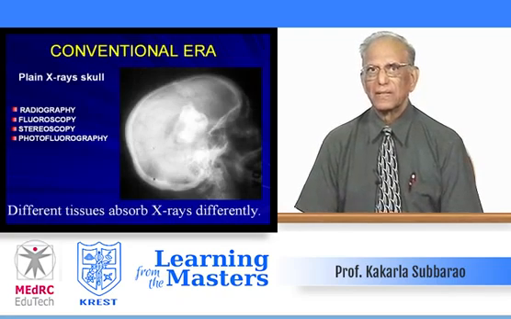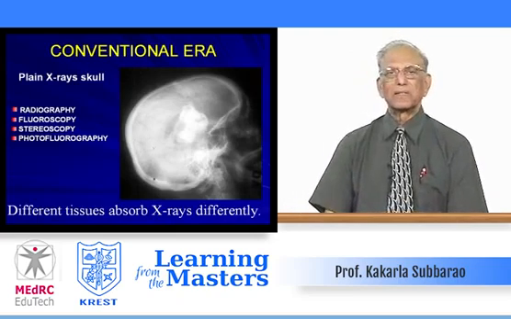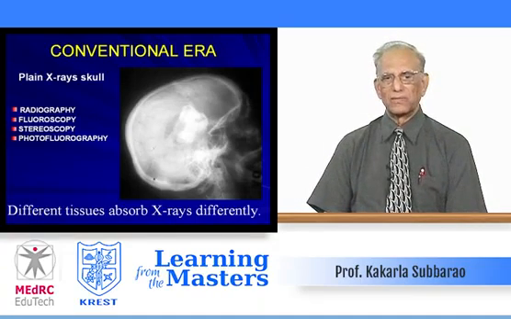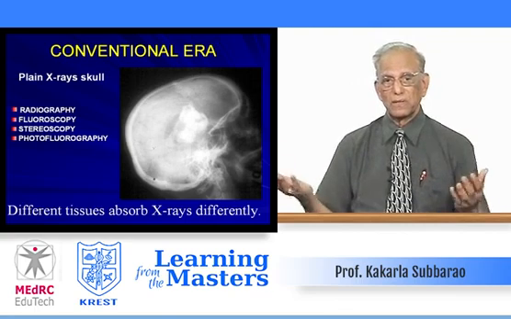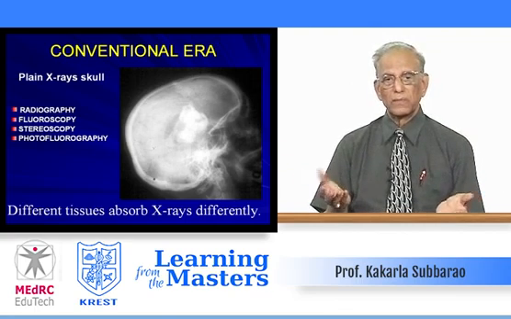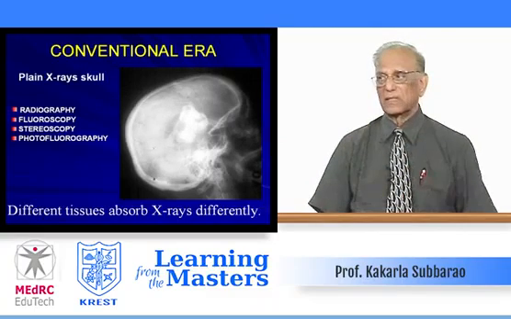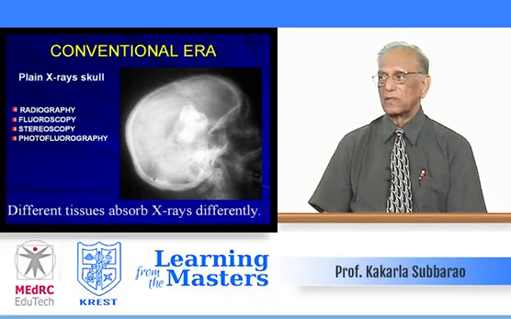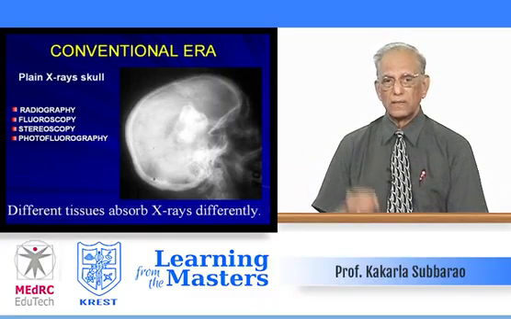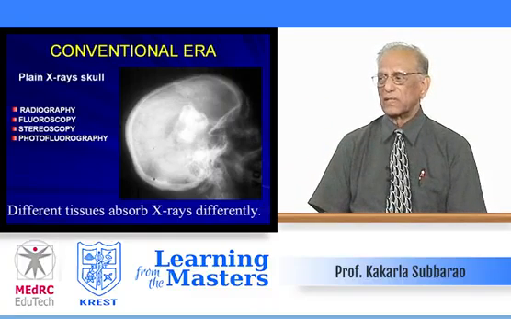Now, conventional era, plain X-rays of the skull, plain radiographs of the skull actually. Radiography, fluoroscopy has flourished. Then came the stereoscopy, to take stereoscopy films and measure the depth where the calcification is, say in the lung or in the skull. Photofluorography, these are the various methods of conventional era.